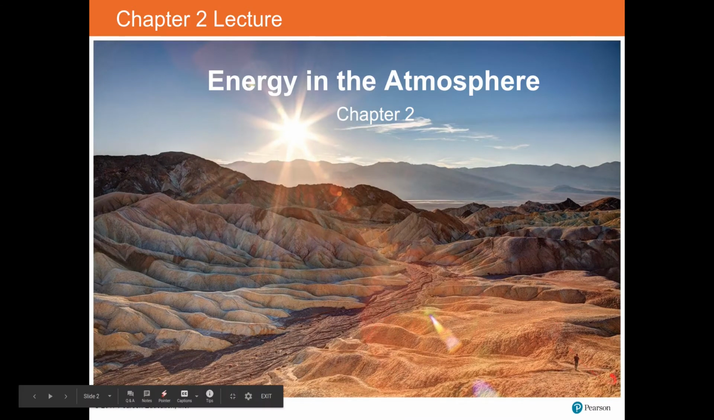There's a little person down there. That's Death Valley. I picked Death Valley because it's hot. Get it? Energy? So it's hot because it's Death Valley.